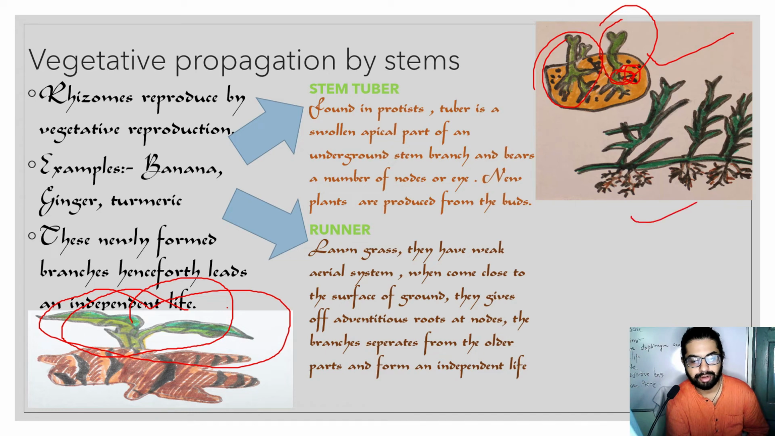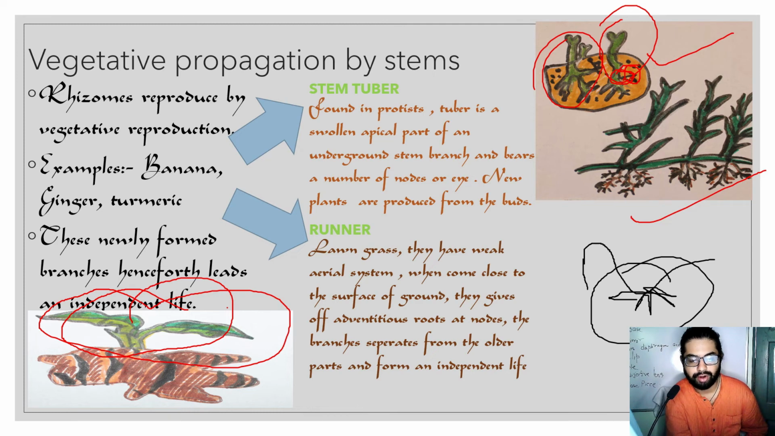And this is an example of a runner. Lawn grass has a weak aerial system, which means it cannot stand upright, and it tries to stand, but due to its weak aerial system, this lawn grass falls under the action of gravity and comes close to the surface of the ground. Once it comes close to the surface of the ground, it produces adventitious roots at the nodes, and these branches separate to form an independent life. So this is an example of a runner, lawn grass.